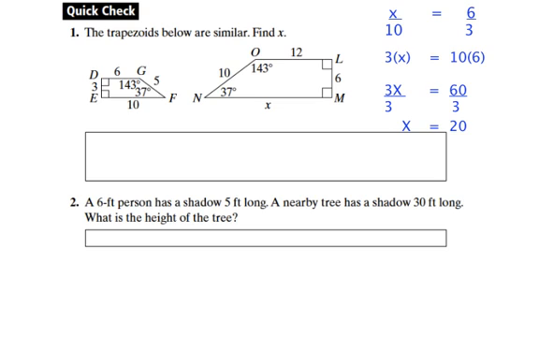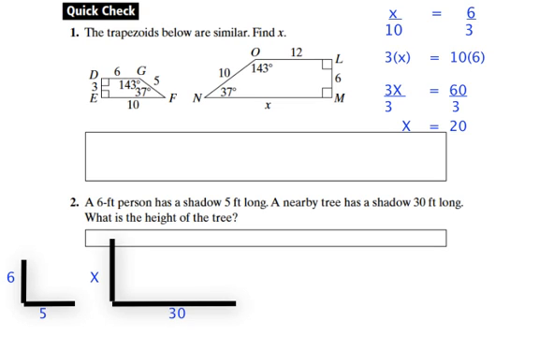A nearby tree has a shadow of 30 feet long. What is the height of the tree? We're going to draw a simple little figure here, just straight lines, showing the person is 6 feet tall and has a shadow of 5 feet. And then a tree that has a shadow of 30 feet, and we're trying to figure the height of the tree. We'll make that be the variable x. X over 6 is the first ratio because those are corresponding sides, and 30 over 5 is the second ratio.